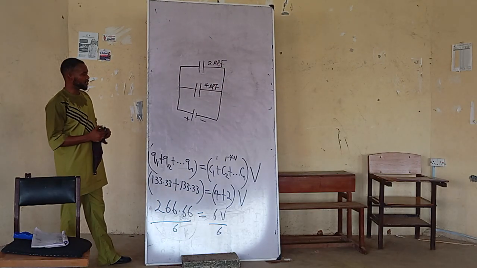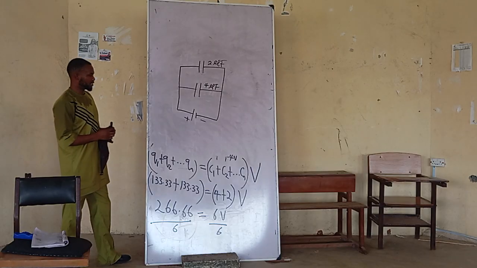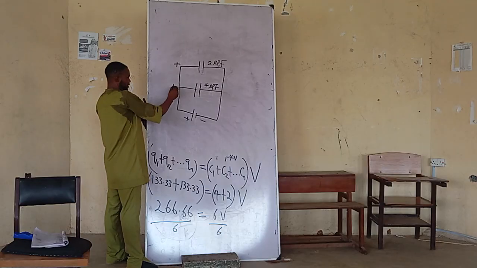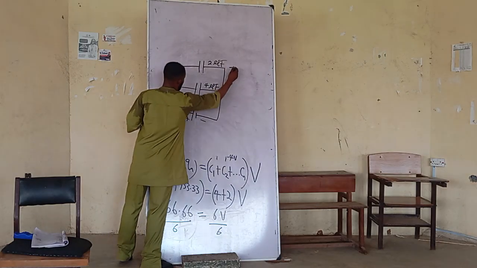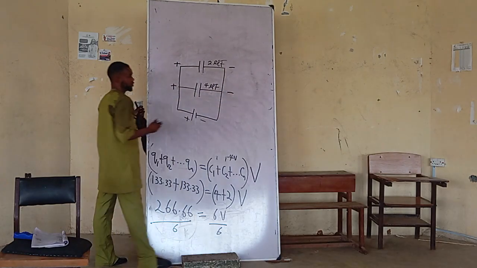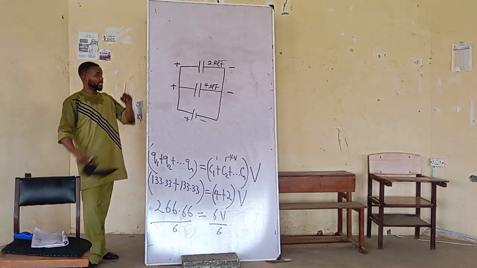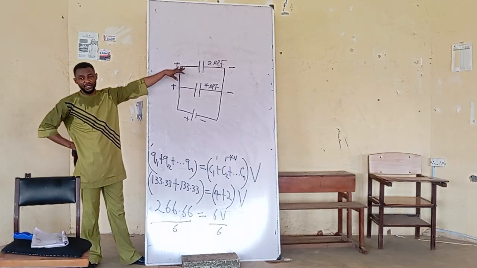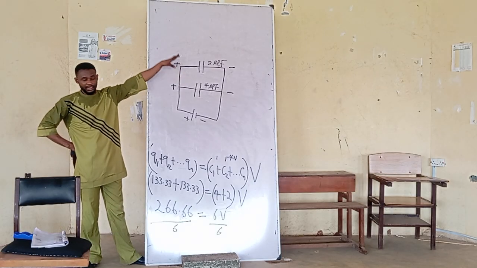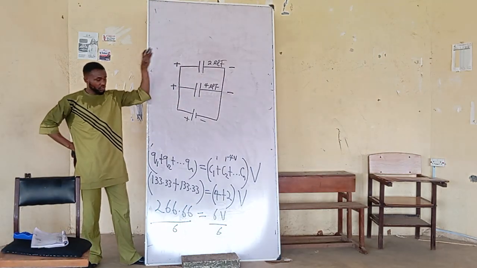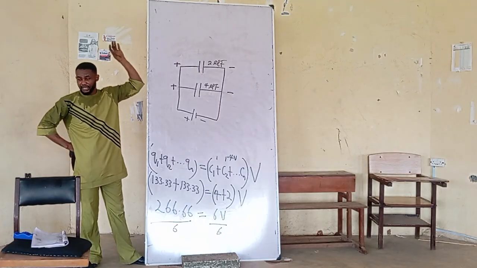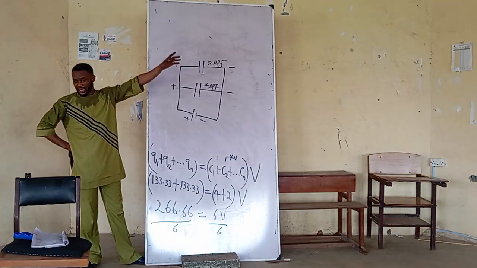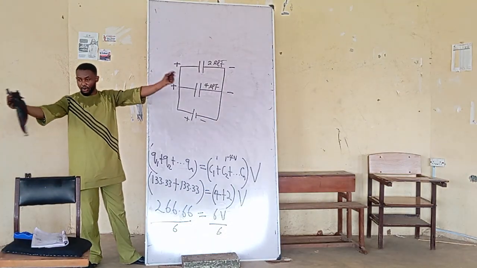Now, if this be the case, you will notice that at this point where I am bringing the right terminals of this and the right terminals of this together to be joined, to be connected, the charge I have on this is not as a result of it being in parallel. The charge I have on this is not as a result of it being in parallel. It's as a result of it being in series.